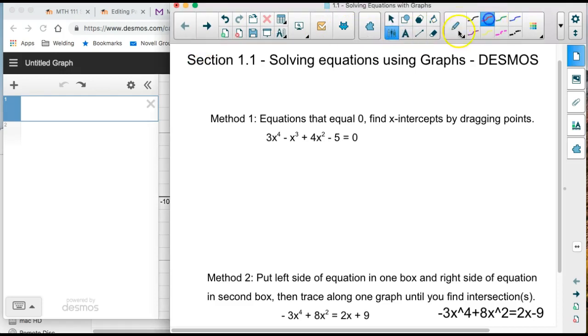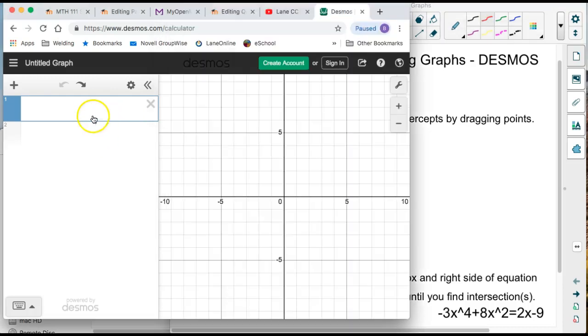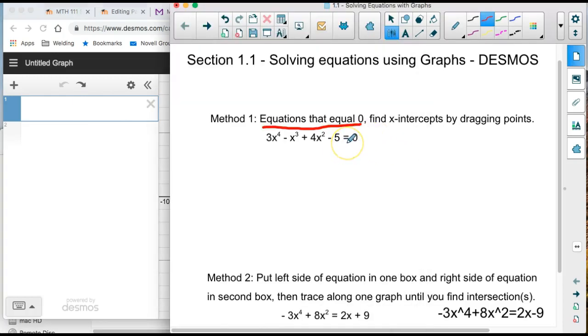We're going to use the method of equations that are equal to 0 and equations that are equal to each other. So for the first one, when the equation equals 0, we find the x-intercepts by dragging the points along the graph. You're going to put the equation into DESMOS in the first box. Here you're just going to put the equation in that you see here as it equals y.